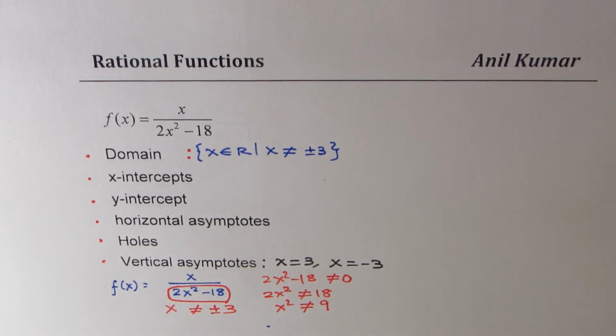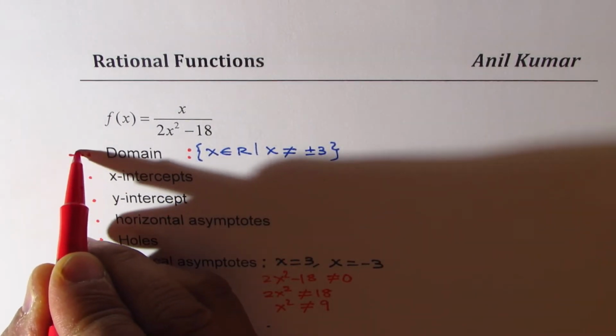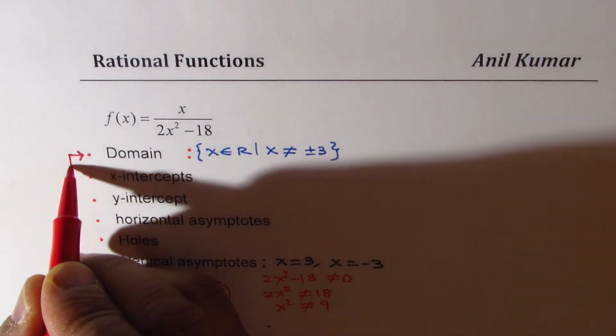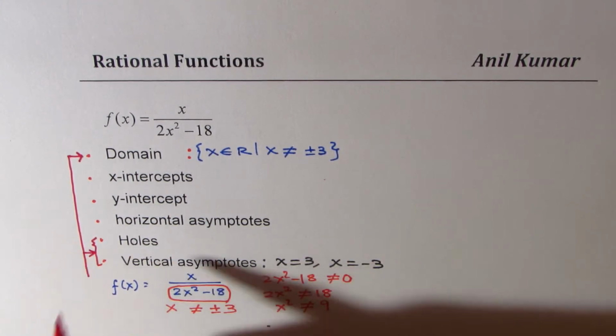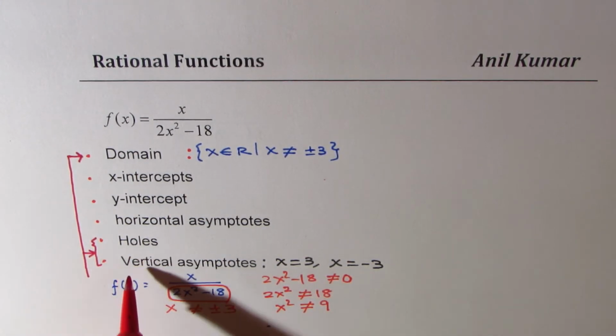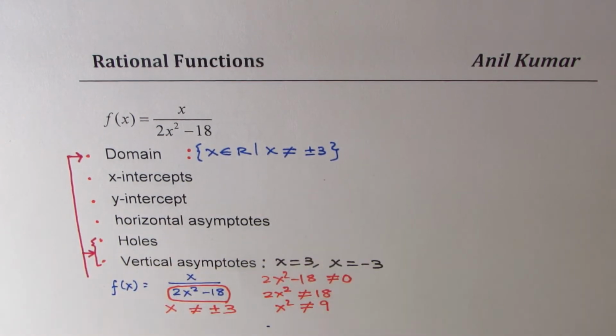So you'll find that when you work with rational functions, the domain is actually related to these two: vertical asymptote or holes. Right. So I hope that point is clear.